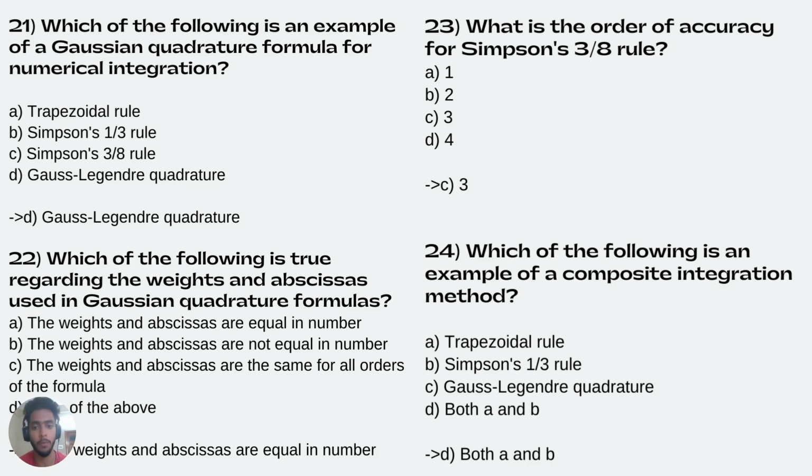Question number 24. Which of the following is an example of composite integration methods? Except the Simpson rule, trapezoidal rule and Gauss-Legendre quadrature are both an example of composite integration method. Hence, both A and B are going to be our answers.